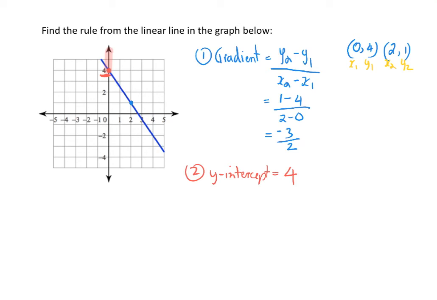So my last step to determine the rule is to substitute those values into the general rule of y equals mx plus c. I know my gradient is negative 3 over 2, and my y-intercept is 4. So the rule of the line is going to be y equals negative 3/2 x plus 4. So that is an example of how we can find the rule of a line using the graph.